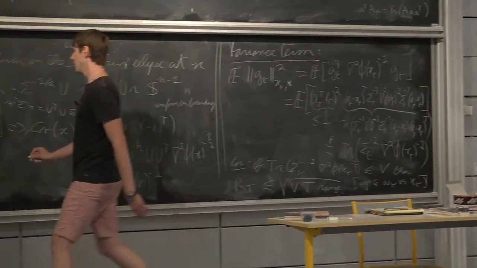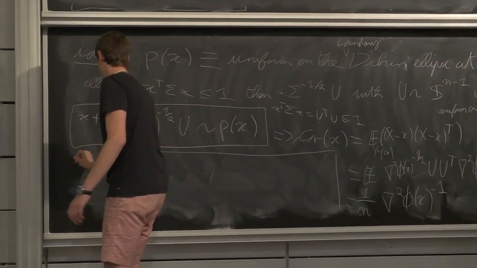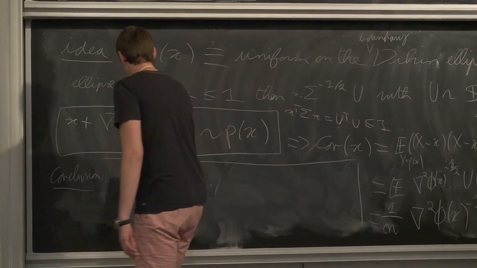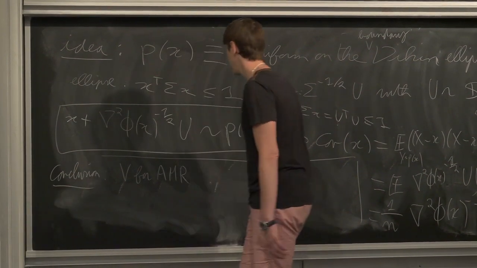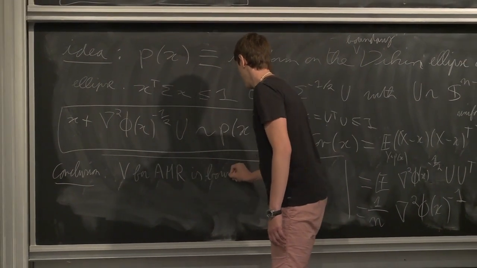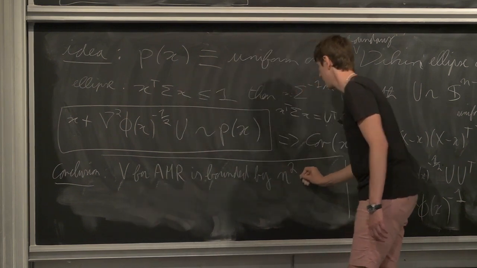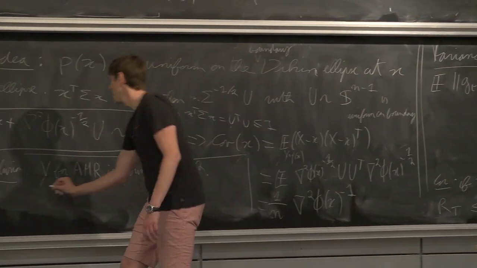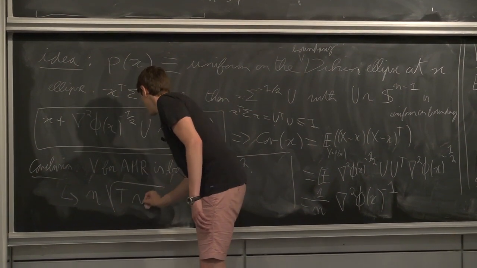Okay, so conclusion. V for AHR, the Abernethy-Hazan-Rakhlin sampling scheme, is bounded by n squared. Okay, so this gives you n square root t times range bound.